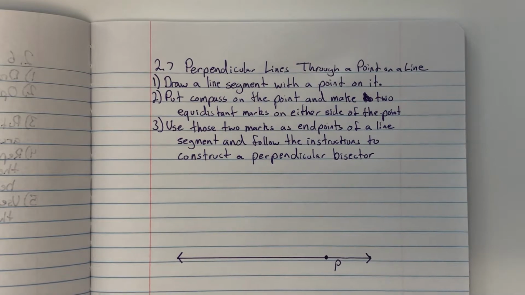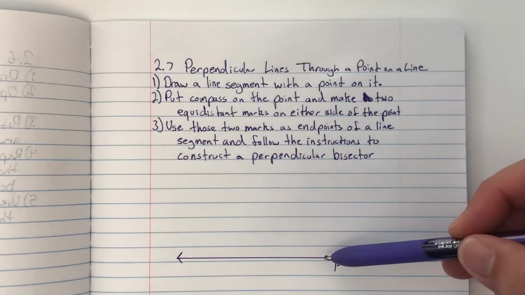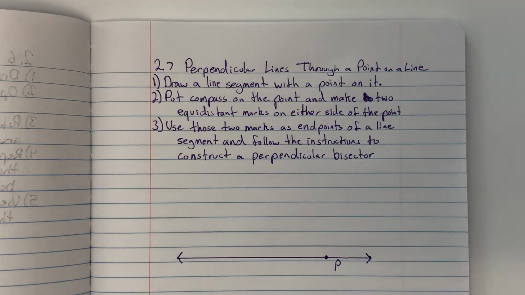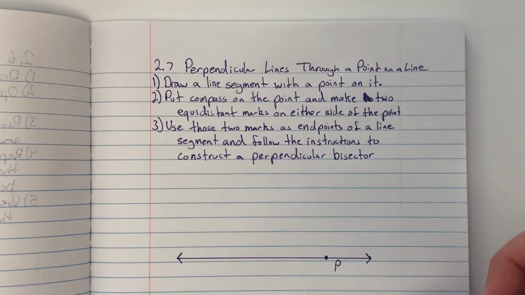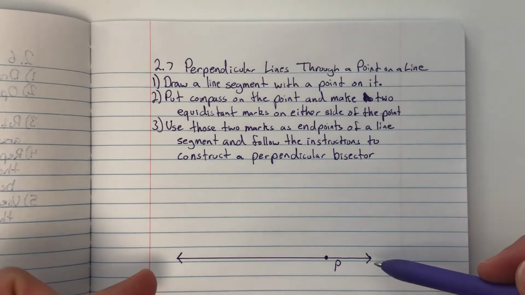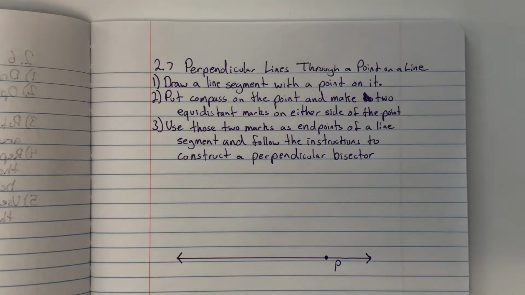So we're going to draw a perpendicular line here, and this is a line that continues indefinitely forever in both directions. Last time we talked about how to construct a perpendicular bisector of a line segment. Now this time we're going to try to draw a perpendicular line here in this part. So step one is to draw the line segment with a point on it.